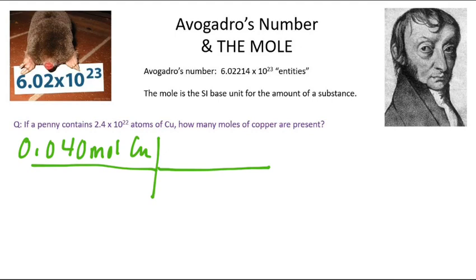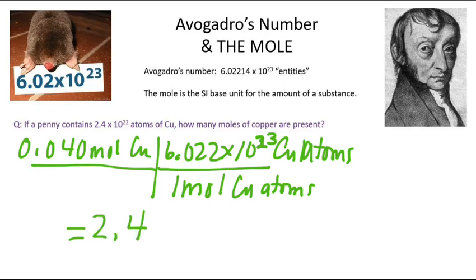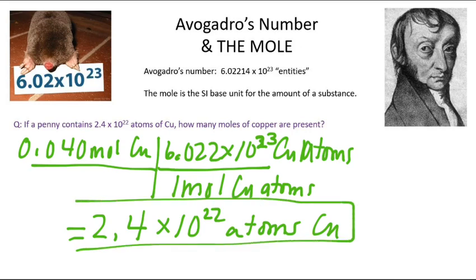Because we have moles in the numerator, we now need moles in the denominator. 1 mole of copper atoms. How many is that? It's 6.022 times 10 to the 23rd. When I multiply this out, I get my original answer. It's 2.4 times 10 to the 22nd atoms of copper, or copper atoms. They mean the same thing. So again, you can go back and check any one of these calculations very quickly by simply working backwards. Plus, it's good practice.